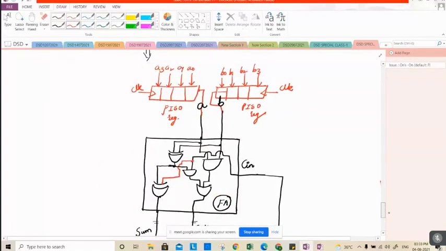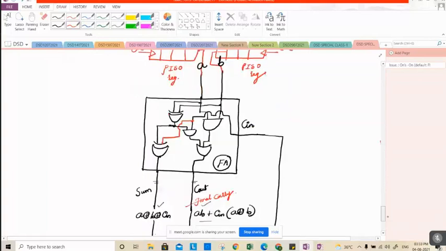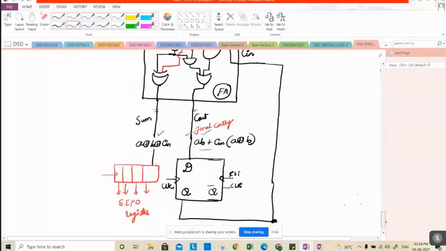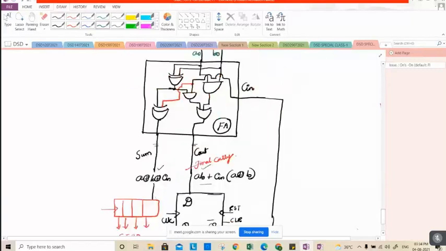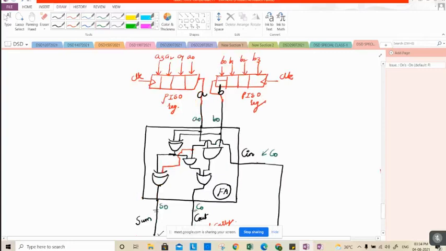Can we use it as a 4-bit adder? Yes sir. So first, what will happen here? Whenever the clock is given during the first clock cycle, A0 B0 will be sent here. What happens? Here is 0, here it is C0. This C0 will again appear here. Now during the second clock cycle, what happens?